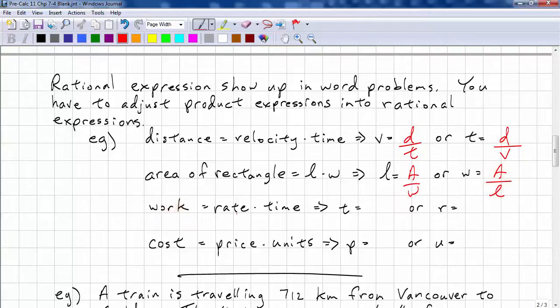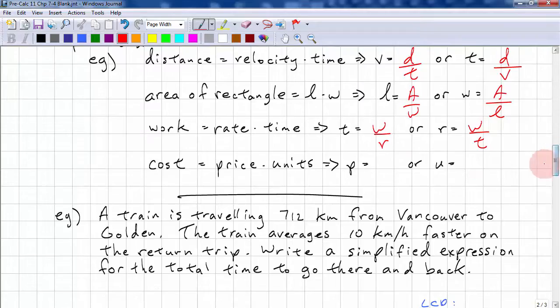And we have work equals rate times time. So time equals work divided by rate, or rate equals work divided by time. And when we have cost is price times units, the price is equal to the cost divided by the number of units, or the number of units is equal to the cost divided by price.